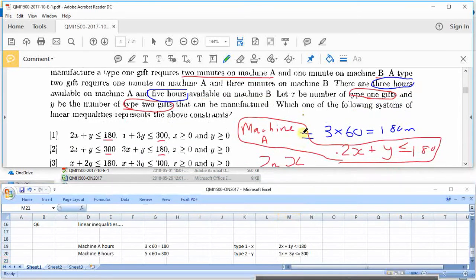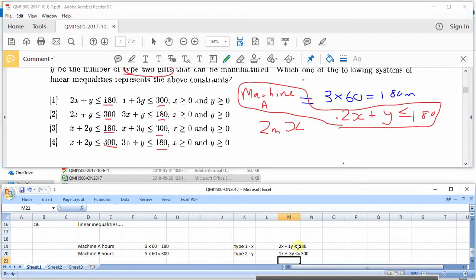So 2x plus y less than or equal to 180 looks good. x plus 3y less than or equal to 300 looks good. x greater than 0, y greater than 0 looks good. Option 1 is correct. Rather just write it down, it makes more sense. Trying to interpret it was a bit tricky. It's literally taking the English and making it into mathematics.